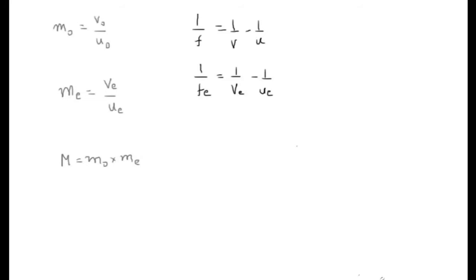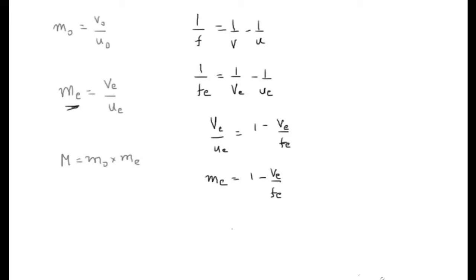Now, what do we know so far? The same formula can be written in another way also, which is VE divided by UE is equal to 1 minus VE divided by FE, correct? Now, VE by UE is basically ME. So if you substitute that, we'll get ME is equal to 1 minus VE divided by FE, right?